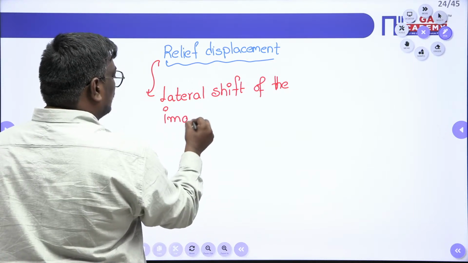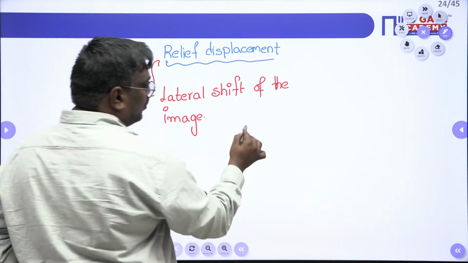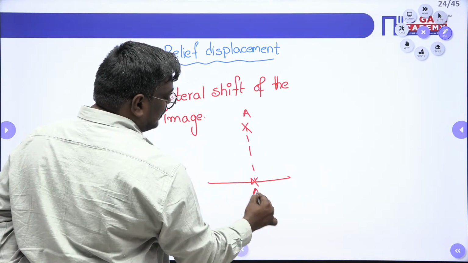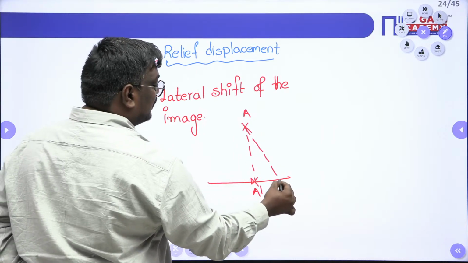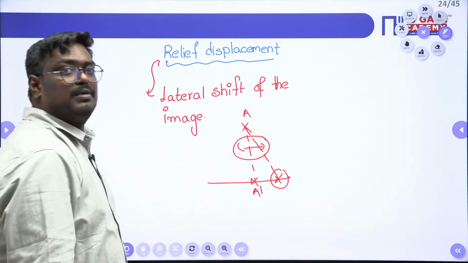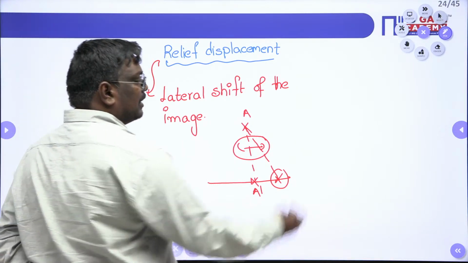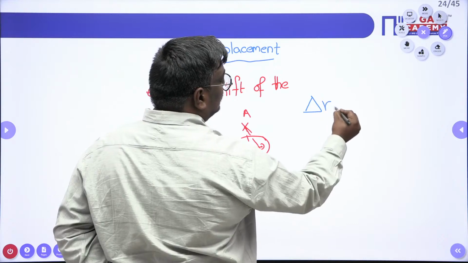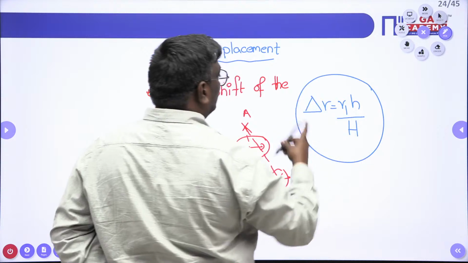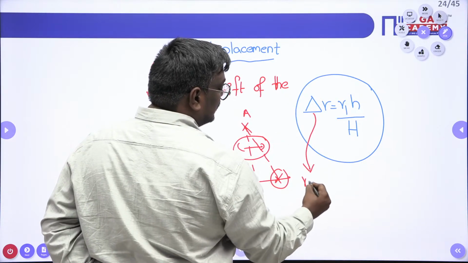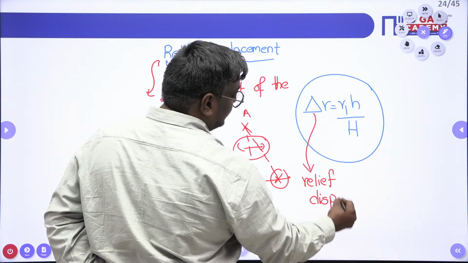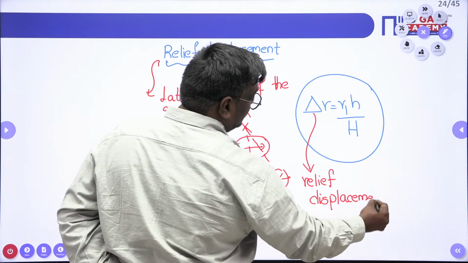So here, my dear students, if there is a point A, when it is projected on the ground, it will be taken as A dash. But instead of this, when there is a relief, it will be projected somewhere here. This is known as the relief displacement. You can write the formula here: delta R is equal to r1 h upon capital H. Delta R is the relief displacement.